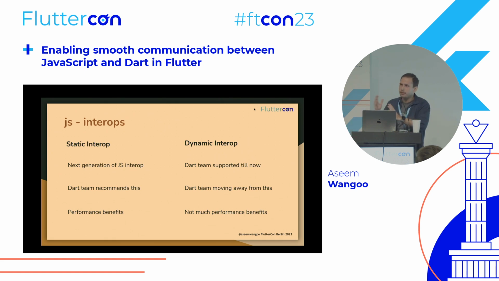This is a comparison between these two types of interop. The static interop, on the left-hand side, is the next generation of JS interop, meaning the Dart team is recommending this for us, for developers or contributors. This static interop has performance benefits over the dynamic interop. Dynamic interop was supported till now, but the team has made it very clear that we would be going with the static interop. We will be covering why this is happening, and later on we will also see some demos on the way. It will not be all talk.